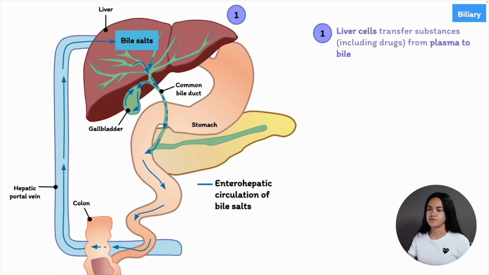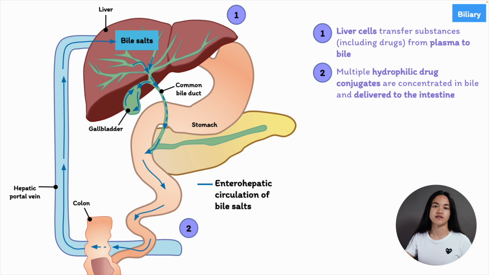So let's break this diagram down to better understand the relationship between biliary excretion and enterohepatic circulation. In the liver, metabolism occurs, okay, and liver cells can transfer various substances, including drugs, from the plasma to the bile. Bile not only aids in digestion, but also serves as a route for excretion of various substances, including drugs and their metabolites. Specific transporters such as organic cation transporters, organic anion transporters, and P-glycoproteins facilitate this transfer. What bile does is effectively transport various hydrophilic drug conjugates, particularly glucuronide, into the intestines.